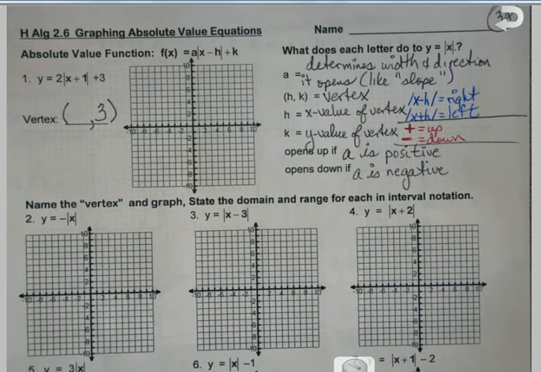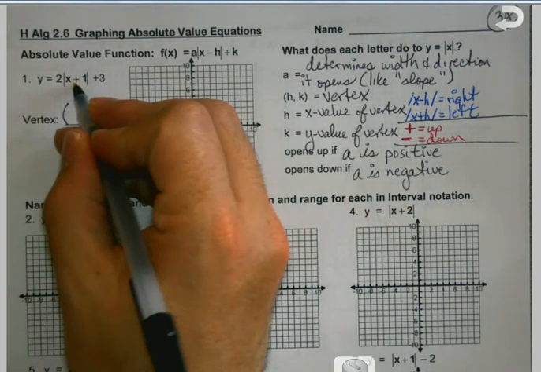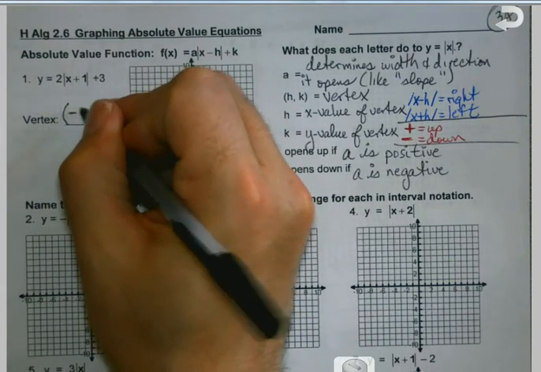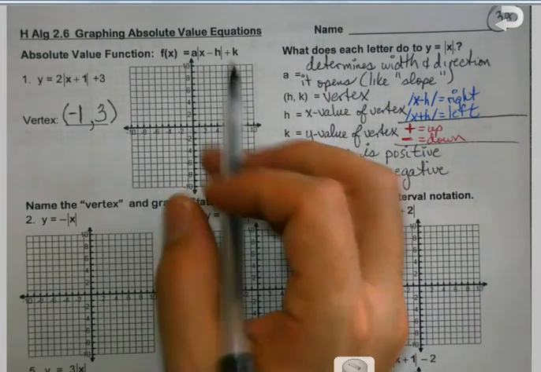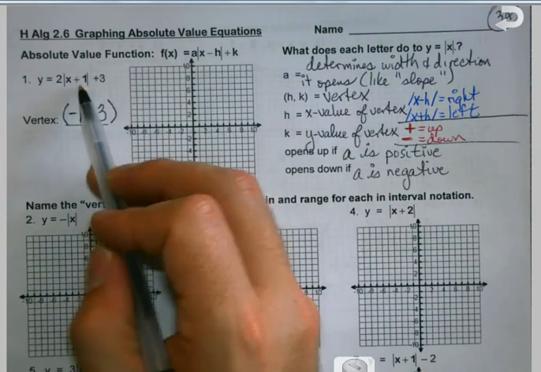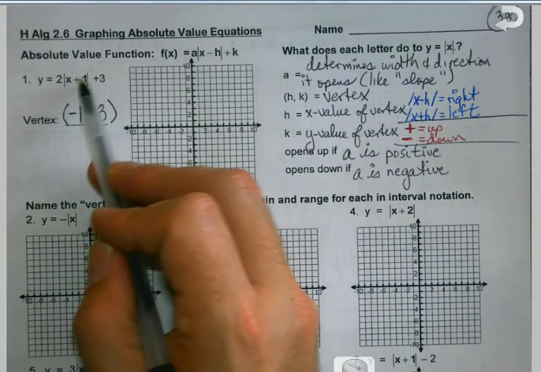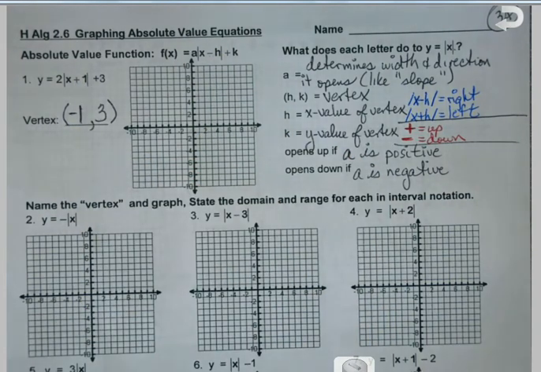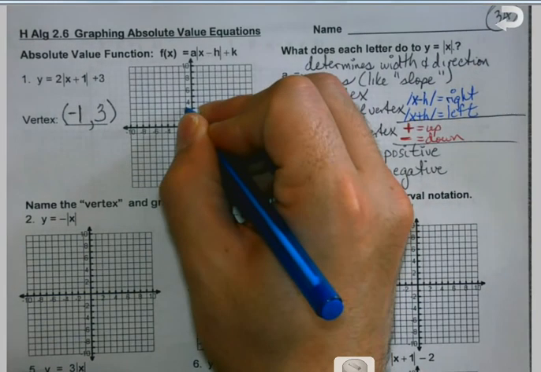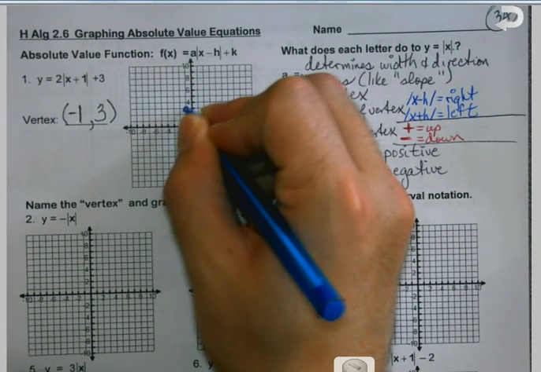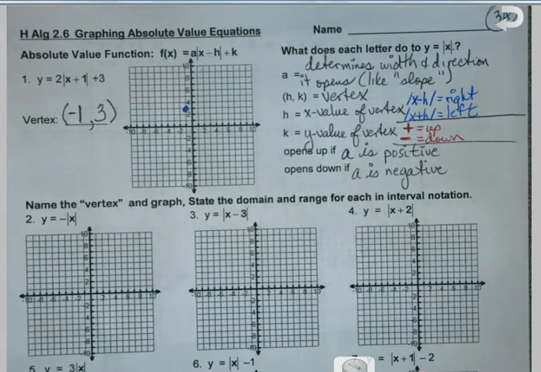It's the opposite. If I see plus 1, my vertex value is going to be negative 1. Because again, the initial value is minus h, so the opposite, or minus 1, would be a negative 1. So that vertex, negative 1, 3, that's where my graph is going to center from. And it's going to be symmetrical. It's going to be the same on both sides of it.